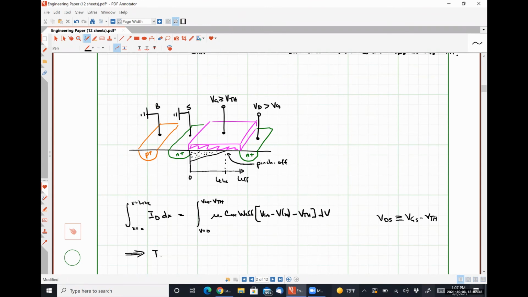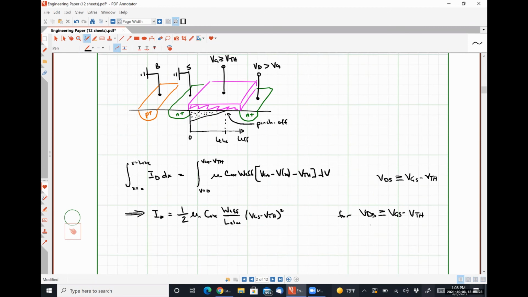And so this yields ID is equal to 1/2 μn Cox W effective over L electric, VGS minus VTH quantity squared, again for VDS greater than or equal to VGS minus VTH, where this region of operation is known as the saturation region.